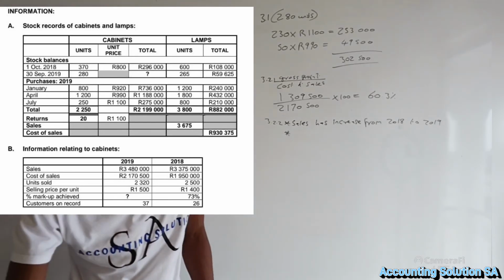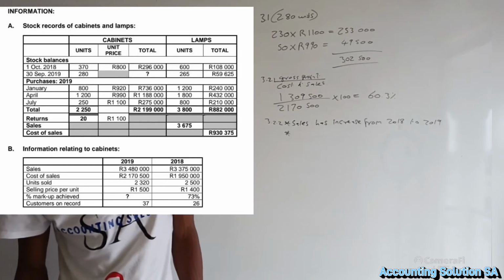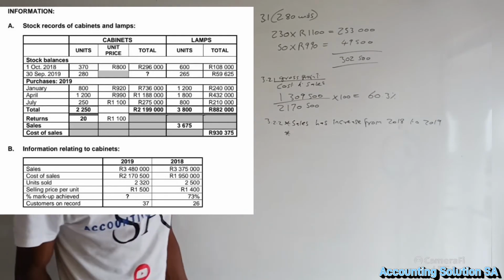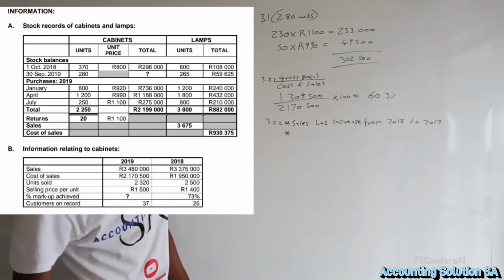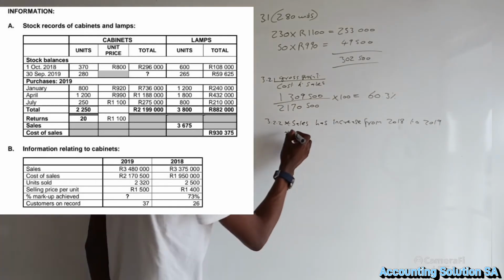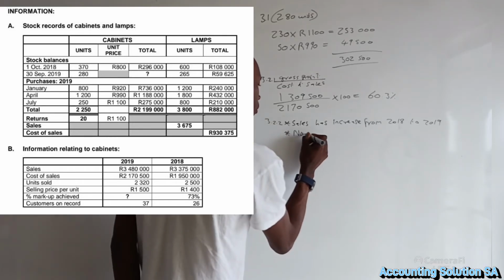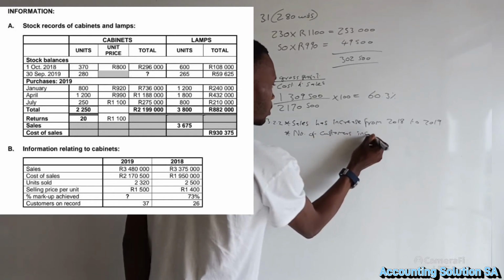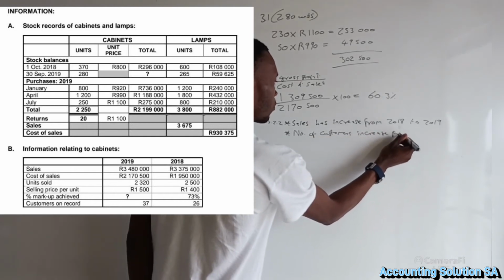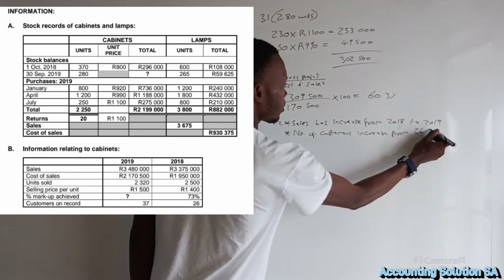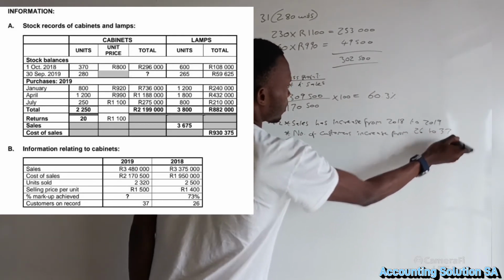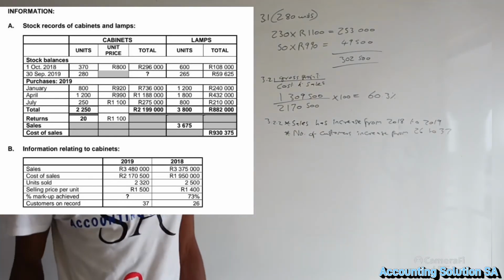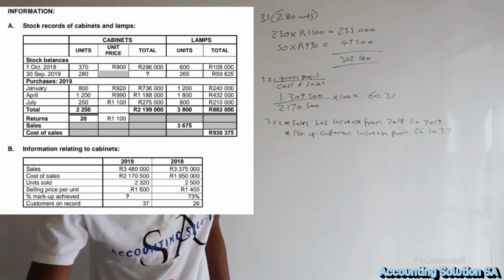Let's check any other benefit. If you check, the number of customers has increased from 26 to 37. Number of customers increased from 26 to 37. So that's the other reason that you can provide.